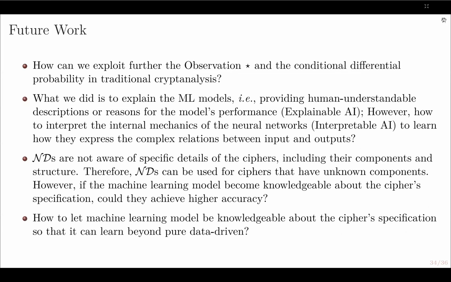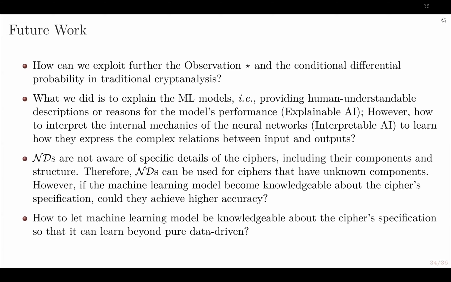And actually, there are many future works. For example, how can we further explore these observations and develop conditional differential cryptanalysis and other traditional cryptanalysis? In this work, what we did is to explain the machine learning model, and we just provided some reasons for the model achieving its performance. But how do we interpret the inner mechanism of the neural network, to learn how it expresses the correlations?